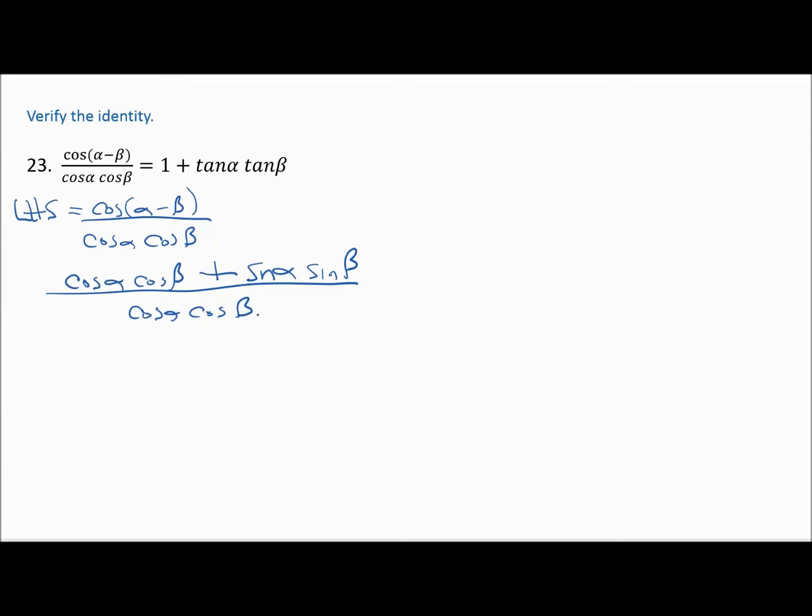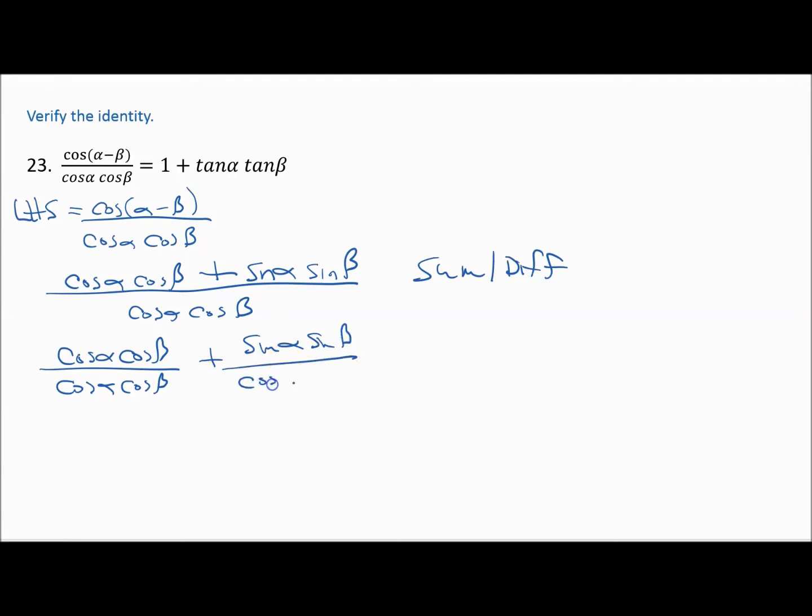All I did was use the sum difference formula. In particular, it's the difference formula for cosine. Now, we're there, folks. This is so much easier than the last proof we did. I can put cosine of alpha, cosine of beta underneath each one of these terms separately. So I have cosine of alpha, cosine of beta, over cosine of alpha, cosine of beta, plus sine of alpha, sine of beta, over cosine of alpha, cosine of beta. All I did was split my fraction up.